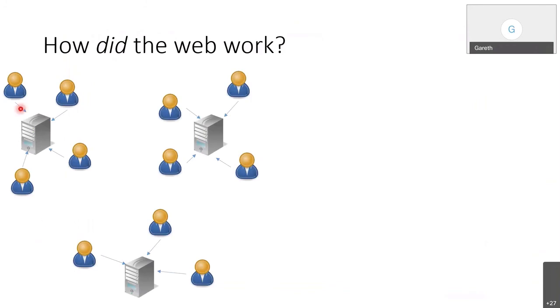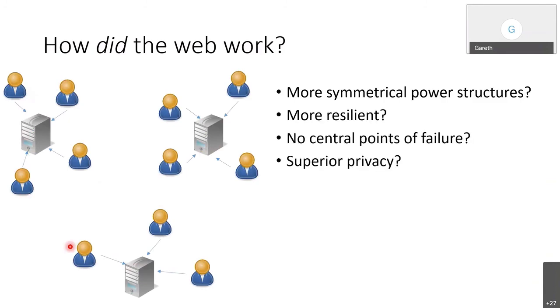So maybe this one was a forum, this might have been a blogging site, this might have been a search engine. And you can see each one of these services have their own respective groups of users. Now, this was in many ways a really cool model because, of course, you had much more symmetrical power structures. You could argue there was more resilience because there's lots of different replicas of servers. And you had no central points of failure. So, for example, if this server went down, it didn't necessarily impact these other two. And for anybody who's concerned about privacy issues, naturally, this model also distributed data around the world, so you didn't have a single data store holding everything.